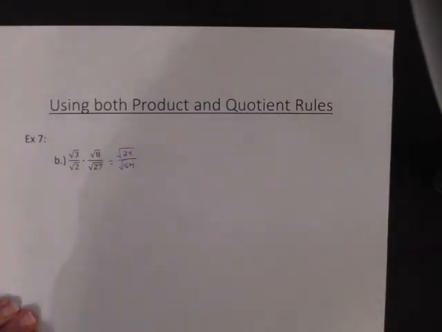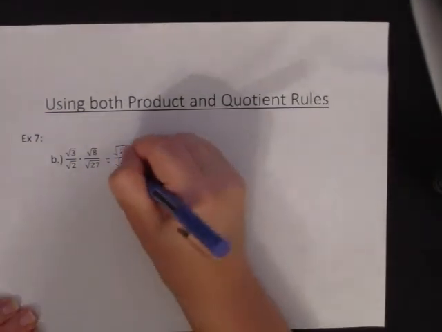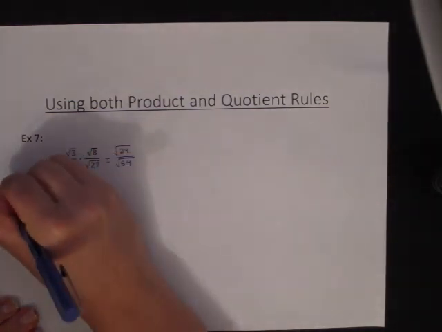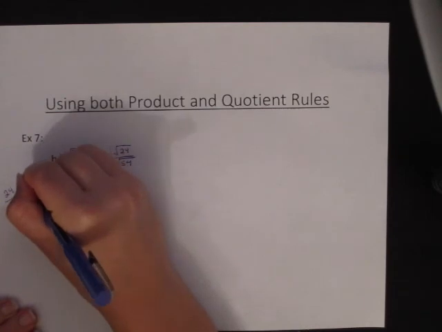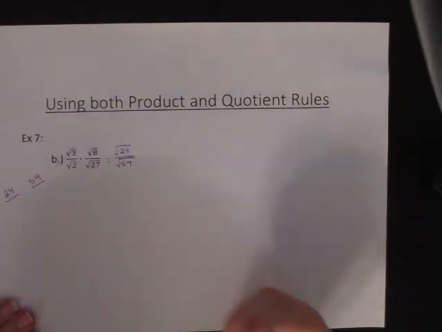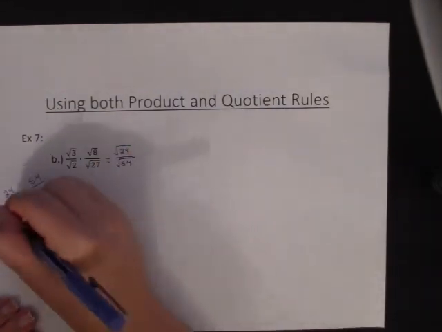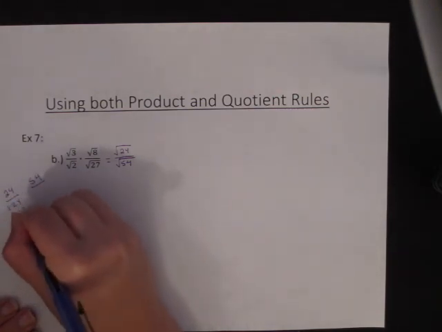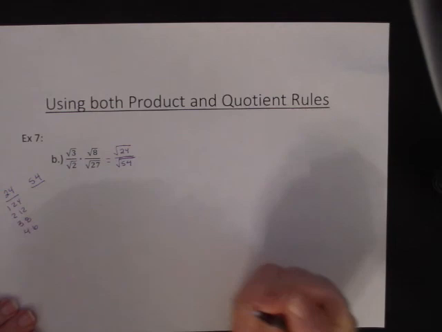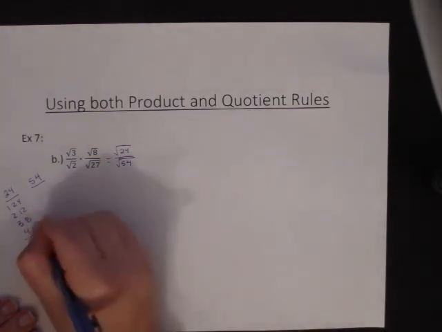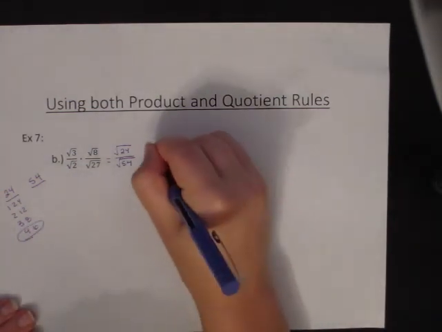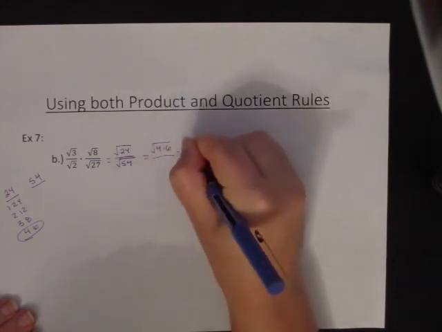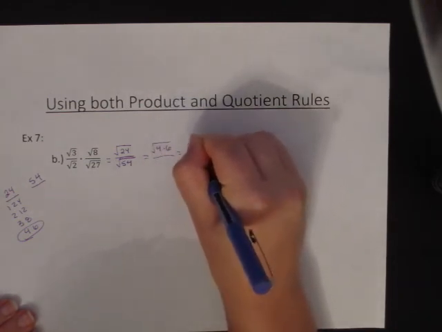Okay? Now, once I look at it like this, I can find my factors of 24, and I can find my factors of 54 quite easily. So my factors of 24 are 1 and 24, 2 and 12, 3 and 8, and 4 and 6. My largest perfect square is going to be the 4 in 4 and 6. So I take the square root of 4 times 6. And the square root of 4 is going to be 2, so 2 square root 6.